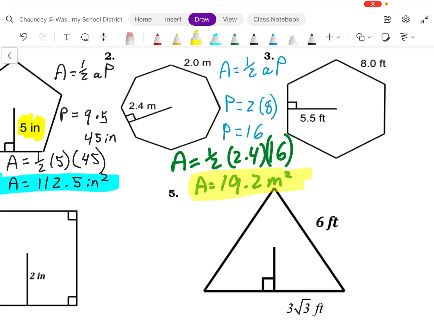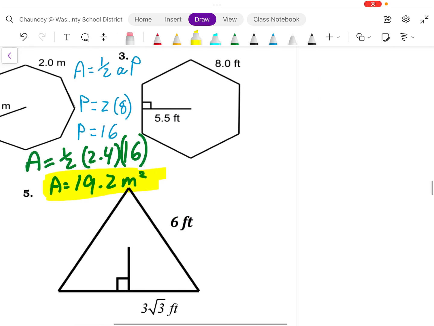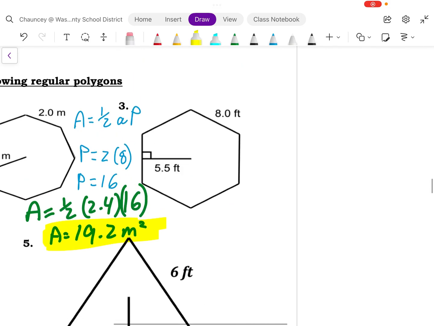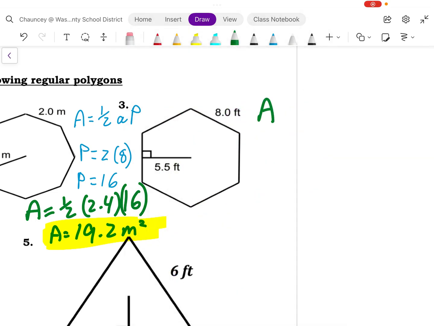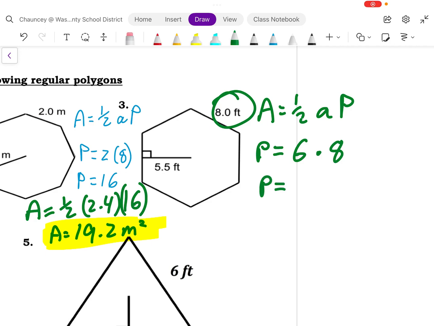And that's it. All right, so we have a hexagon here. 1, 2, 3, 4, 5, 6. 6 sides. Same thing. I know this is going to get a little repetitive, but you'll be good at it. So area equals 1/2 your apothem times your perimeter. Let's find that perimeter. How many sides did we say? 6. So we have 6 sides times 8, and that's going to give you 48. So your perimeter equals 48 feet.